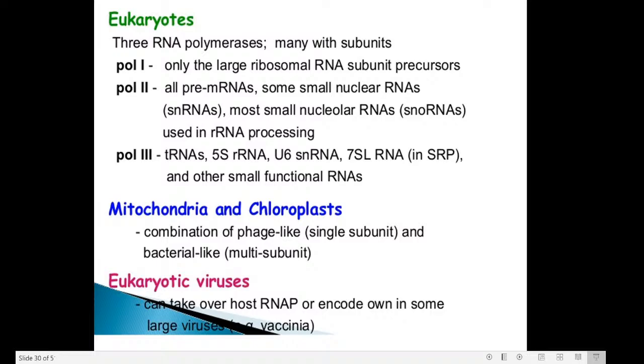In eukaryotes, RNA-dependent RNA polymerase is a very important thing. Some large viruses encode their own polymerase itself. So there are 3 different types of organisms having different polymerases and different activity.